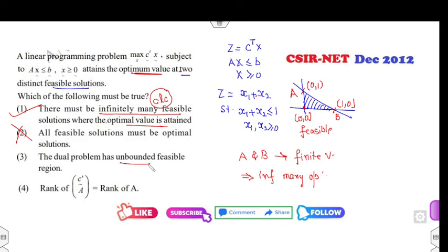"The dual problem is unbounded": when the dual problem is unbounded, the primal problem has an infeasible solution, but here the primal has a feasible solution. So this option is cancelled. The rank of the matrix c transpose and the rank of A being the same is the correct statement. This is basically the condition for the existence of a solution. Whenever the ranks are the same, you will get the solution. So the right answers are A and D.